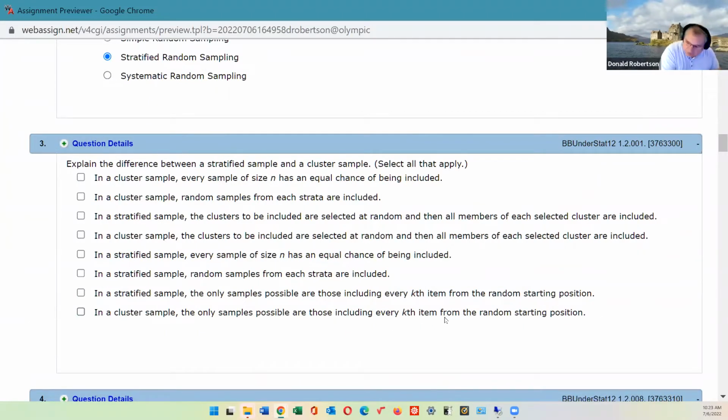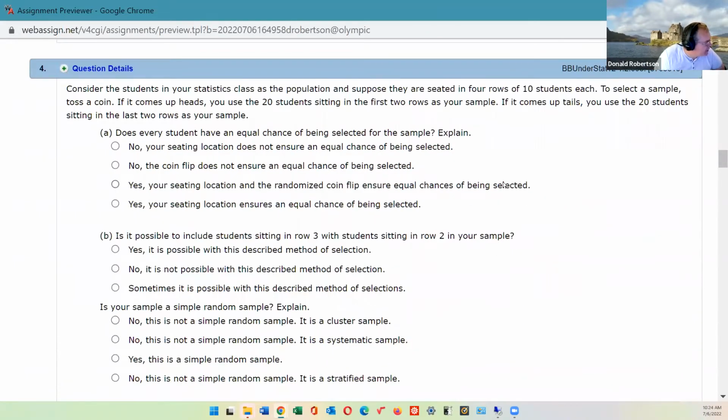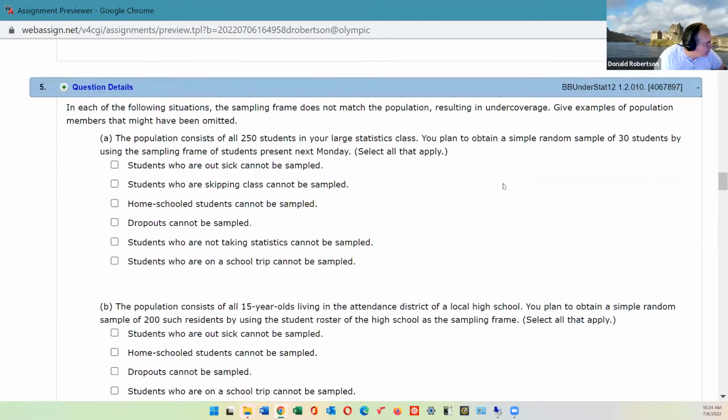Basically, you're going to read those definitions 2 or 3 times. You're going to read the story, and then you're going to try and figure out what features they have. Now, in a question like number 3, there is more than one correct answer, right? So explain the difference between a set-aside and a cluster, and here are your choices. That's just some more of the same.